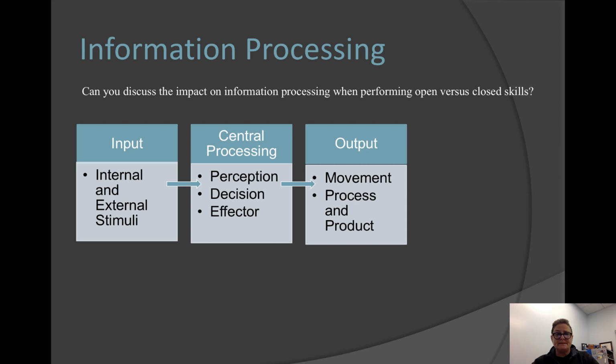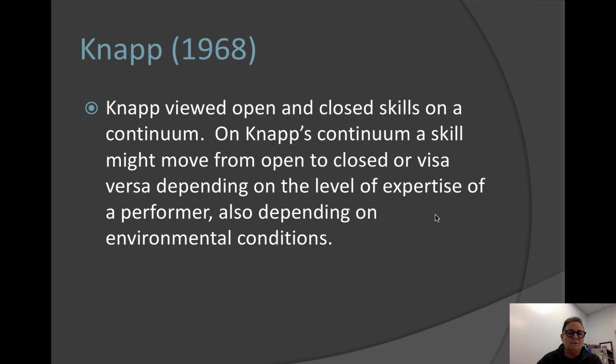Notice that in open skills, we have to wait for the input, whether it's internal or external stimuli, and thus we can't begin our central processing until this stimulus occurs, and thus we then can predict what that environment's going to look like. Again, once we've gone through this central processing, then we have output, which would be the movement process, what it looks like in the output, and what the product of the movement is. Did you achieve the goal?